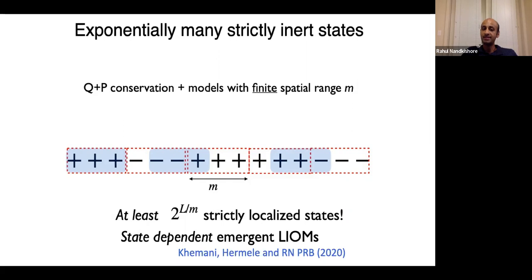Now, how many states like this are there? Well, you can take your system, you can carve it up into blocks of size M, and each such block you can allow to be either all plus or all minus. So this gives you a number of states which is exponential in system size, and each one of these states must be an exact eigenstate of any quantum dynamics that has these 2 conservation laws plus spatial locality, whereas you only have polynomially many symmetry sectors. So there's the proof of ergodicity breaking right there.